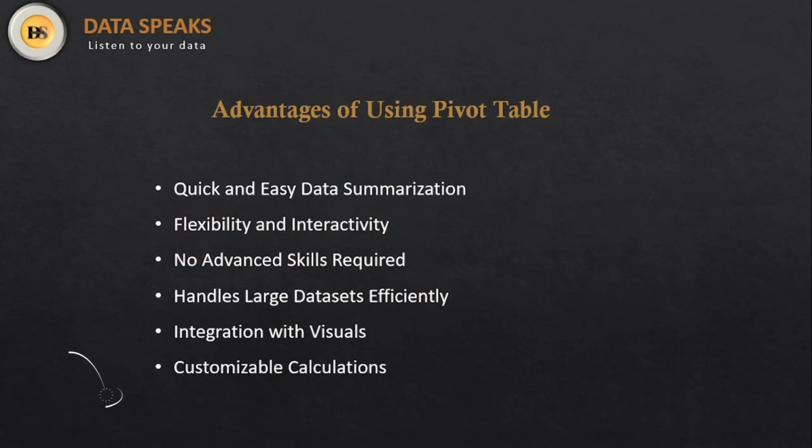Now, these are the advantages of using pivot table. Number one, quick and easy data summarization. It is easy and quick to do data summarization. Pivot table is basically used to do what? Data summarization. For example, you want to do sum, you want to do average. So pivot table is designed for that. It's quick and easy data summarization.